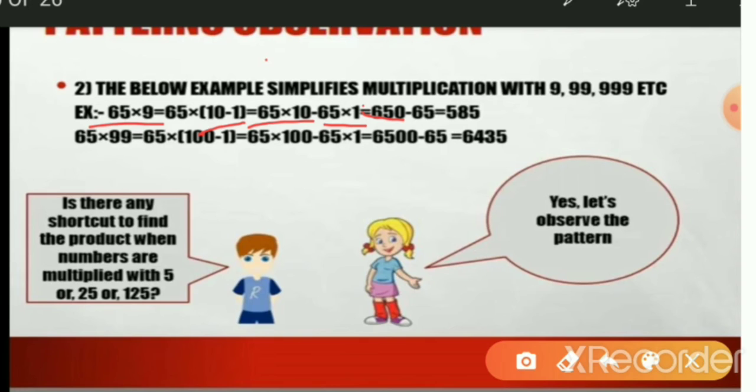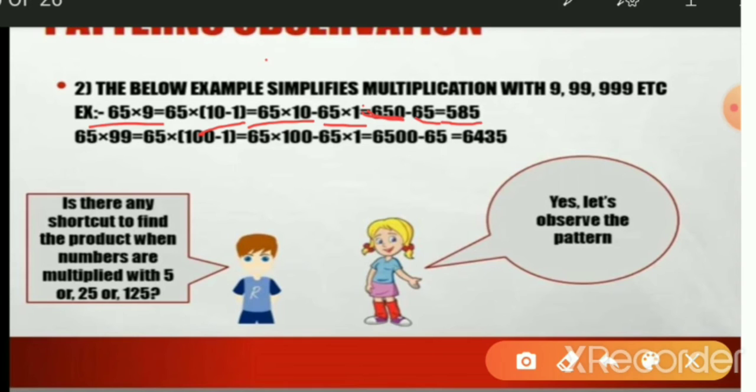So on multiplying 65 with 10, we get 650, and 65 ones are 65, and in between we have the sign of subtraction. So we will do the subtraction. On doing subtraction, we get 585.